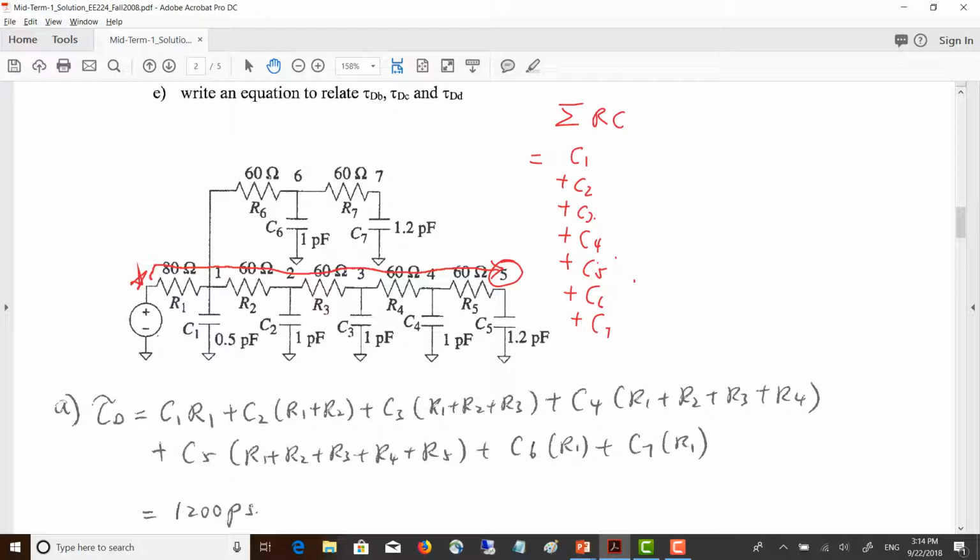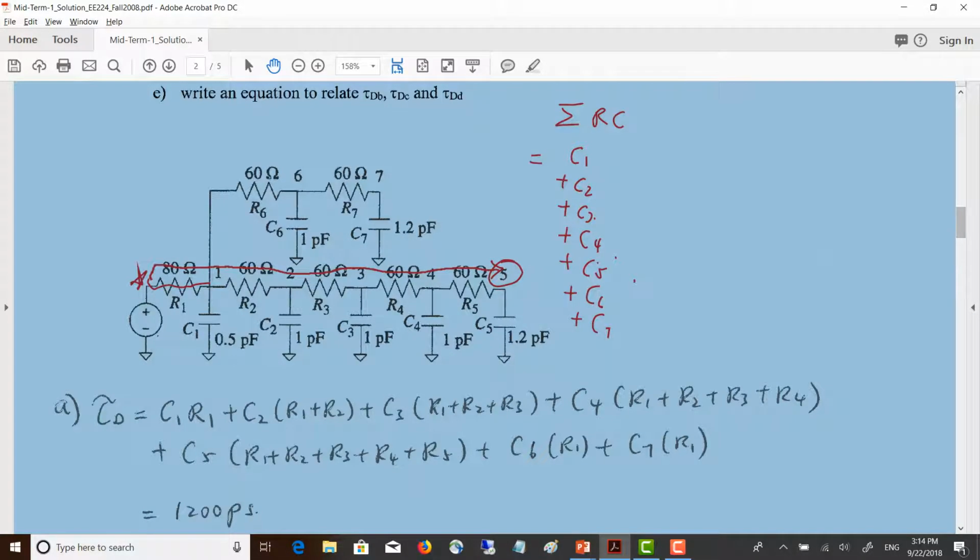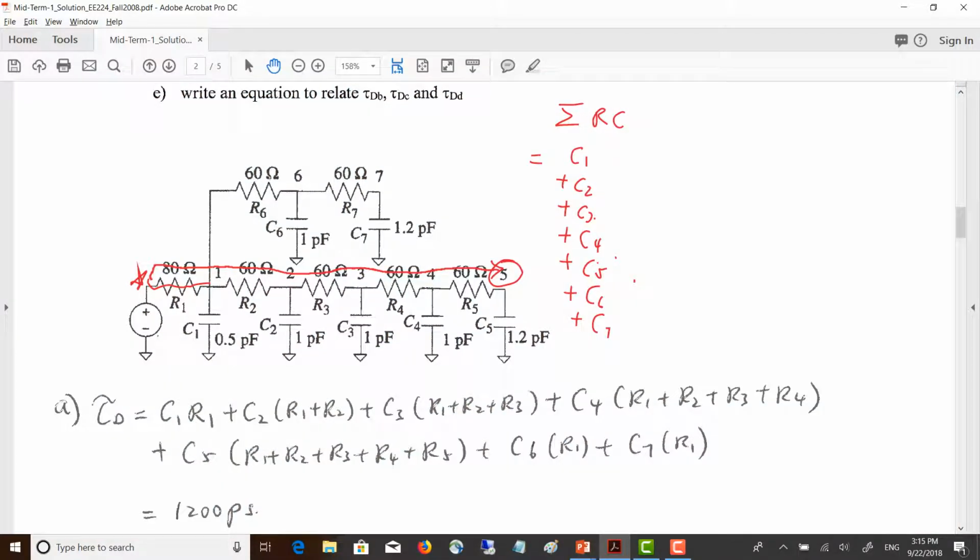And then for example, for C1, we ask which resistors share the path with C1. You see that it is this one, from here to here, for V in to node 1. So C1 and C5 share R1, so we put R1 here.